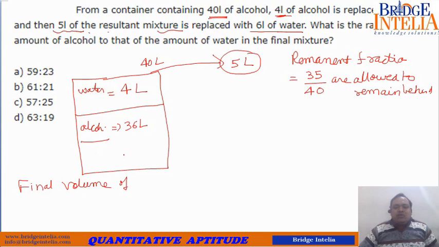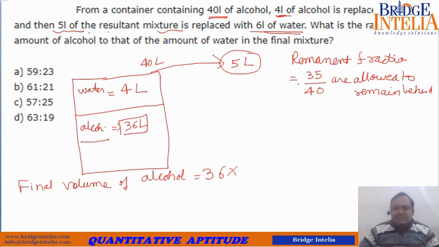So final volume of alcohol, because alcohol is going out and coming in the form of water, you have to base your calculation on alcohol. Alcohol once goes out, never comes back. So final volume of alcohol after this step: it was already 36 and you are allowing only this much to remain behind. So this is 7 by 8. So this much alcohol will remain behind.